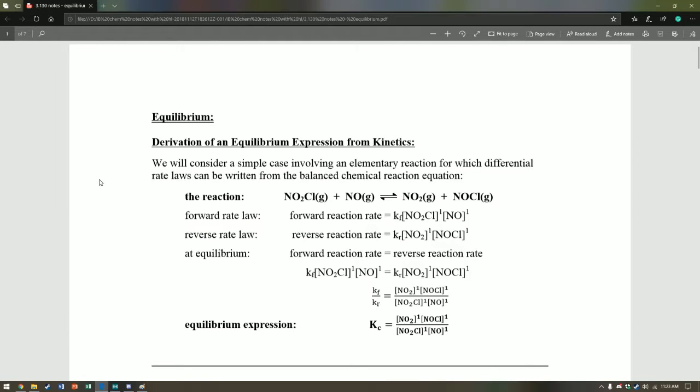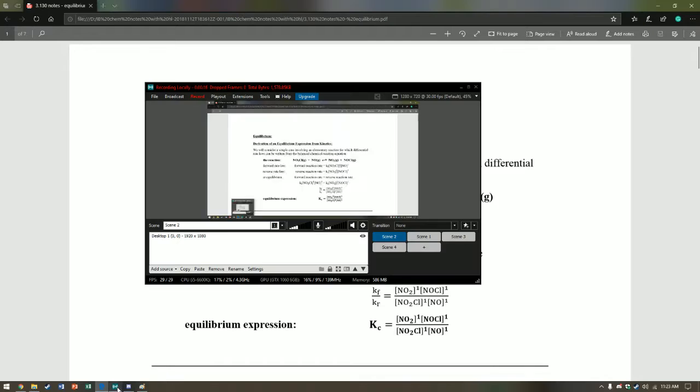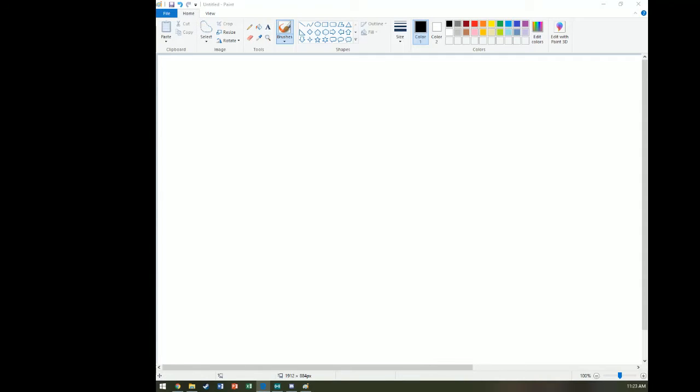Hello guys, welcome back. Now for the higher levels, we're going to be doing a couple things today. First, let's go over a derivation of the equilibrium expression from kinetics. We know that, so let's go to our whiteboard here. We know that at equilibrium, the rate of the forward reaction is equal to the rate of the reverse reaction.